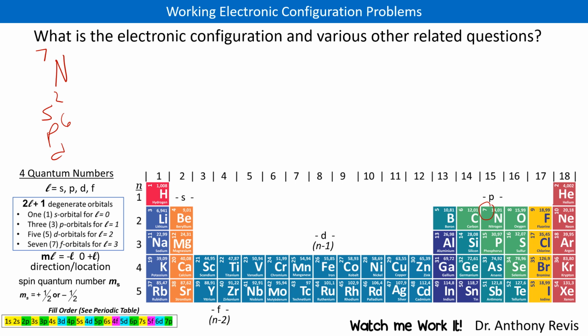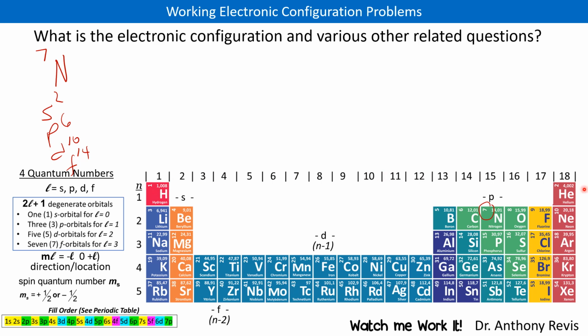If we count them through, we'll see that the d has 1, 2, 3, 4, 5, 6, 7, 8, 9, 10. So we can max out the d's at 10. And then we have f, which is 14. So when we do this filling order, which we show you here on this bottom ribbon, this is the filling order that we use. This filling order comes from the periodic table.